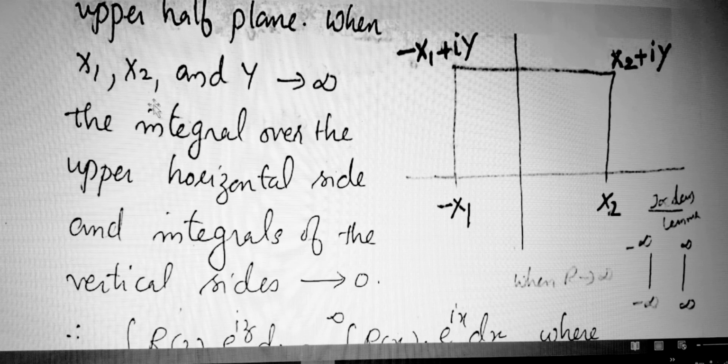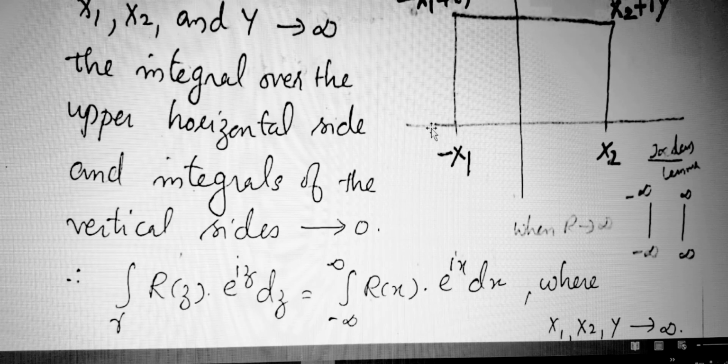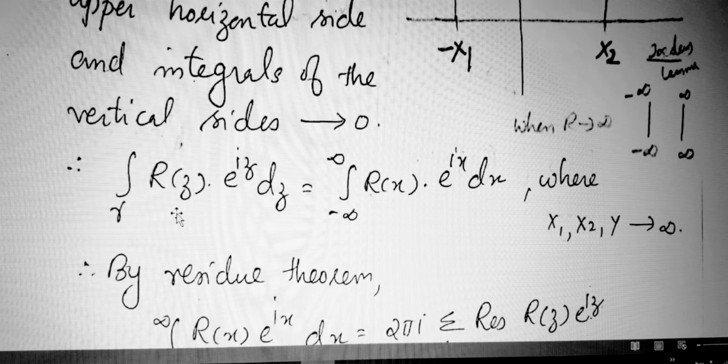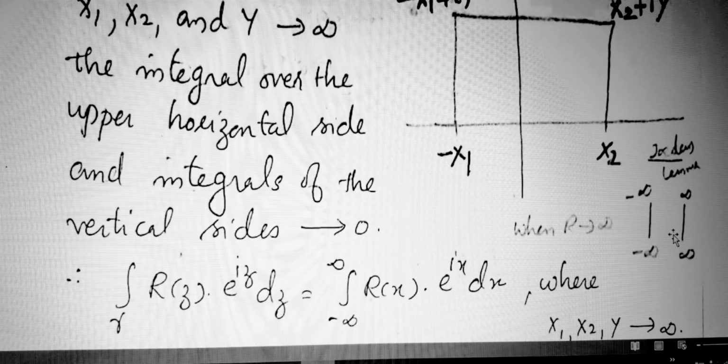When x1, x2 and y tend to infinity, the integral over the upper horizontal side, that is along this side, and the integrals of the vertical sides, that is these two sides, tend to 0. Therefore, integral over gamma r of z into e raised to iz dz becomes integral minus infinity to infinity r of x into e raised to ix dx plus 0, where x1, x2 and y tend to infinity.